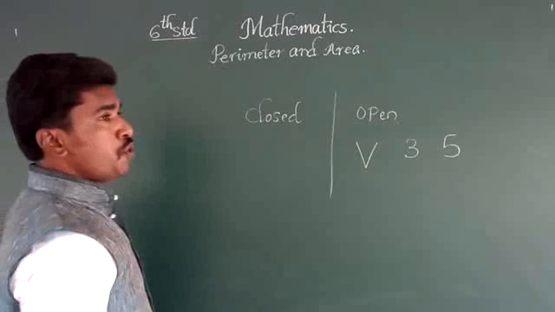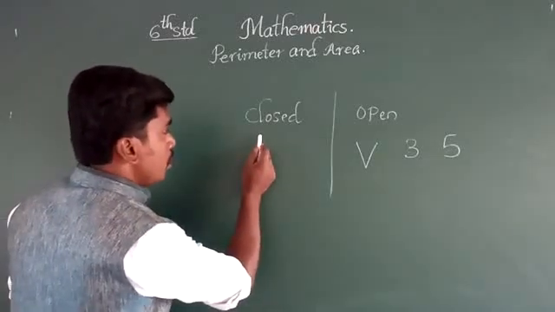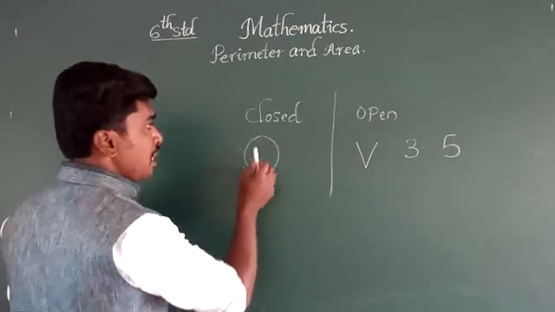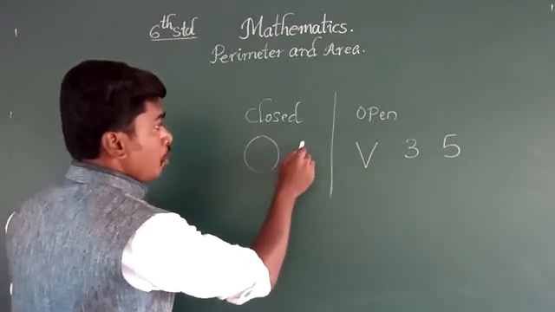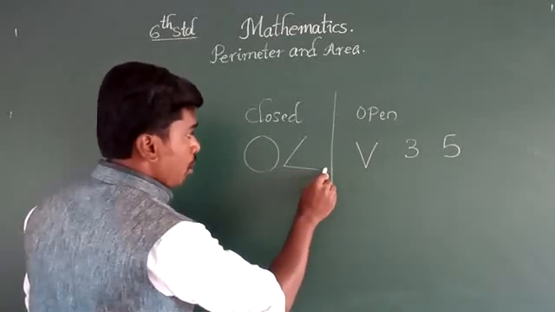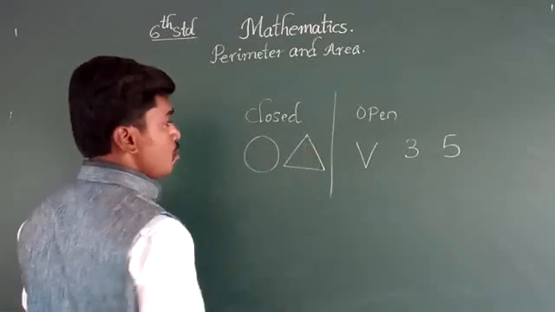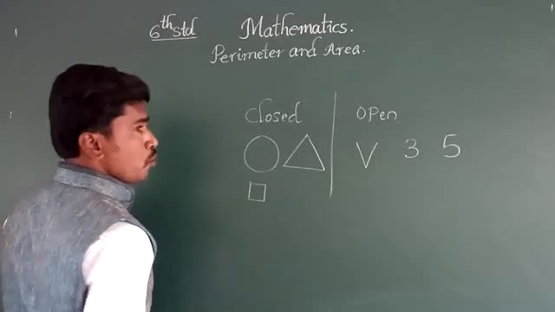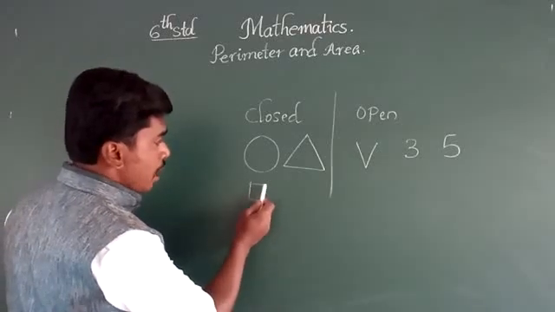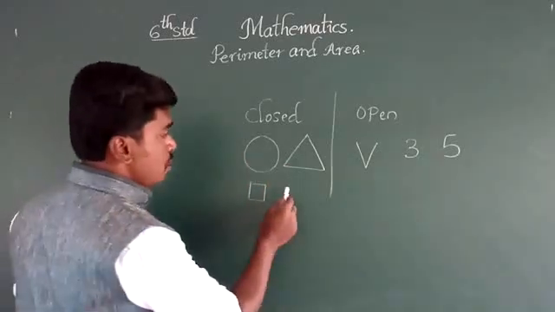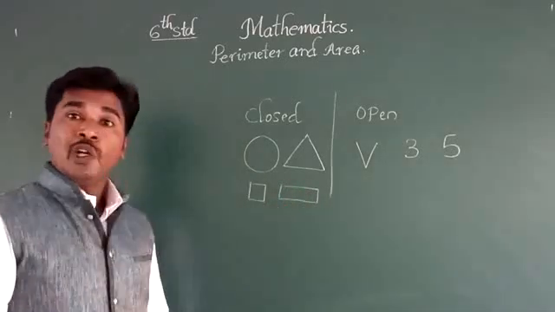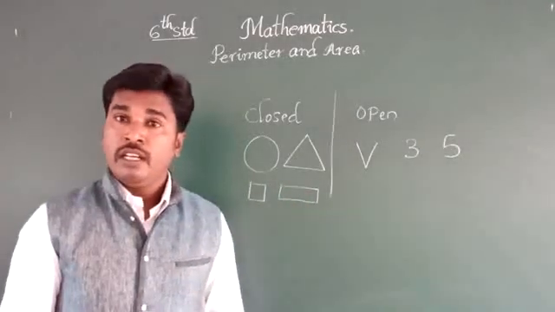Now you come to the closed figures. I will start here and draw a circle. It is a closed figure. A triangle is also a closed figure. A square is a closed figure, because where it starts, at the same point it ends. A rectangle. So these are the closed figures.